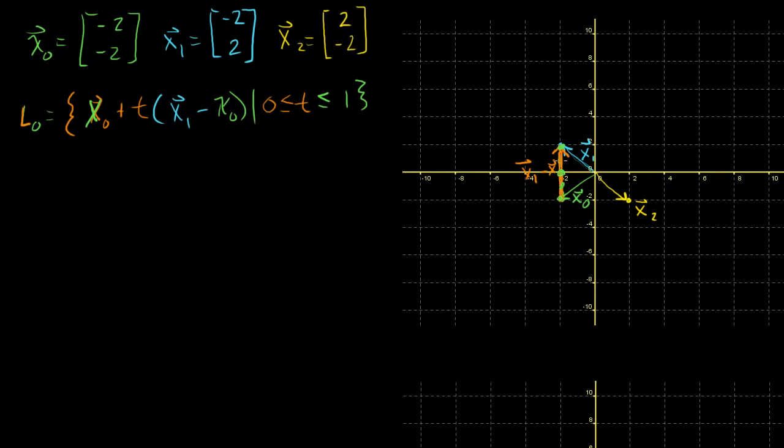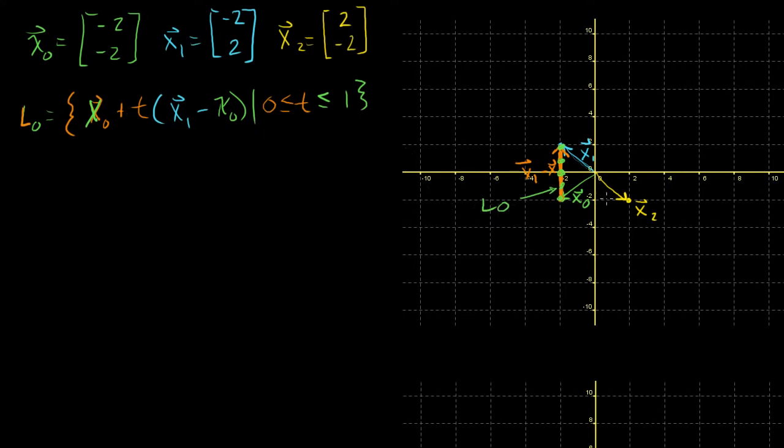T is equal to 0.75, you're going to be there. So at any value for t being any real number between 0 and 1, you're going to end up at all of the points along that line segment. So that's our L naught. It's just a set of vectors.